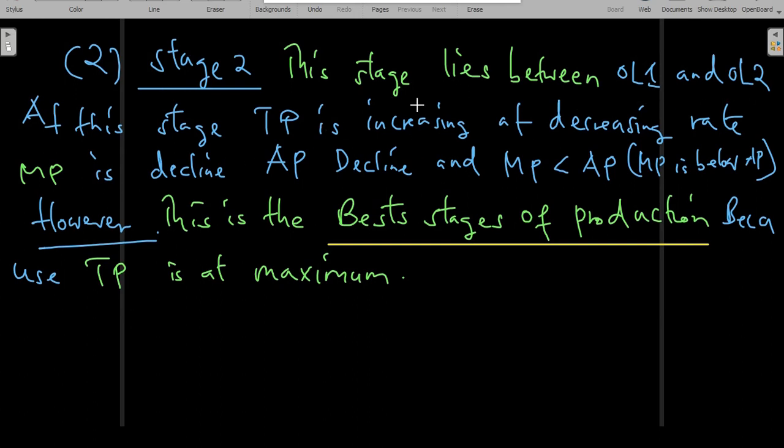At stage 2, as I told you, this stage lies between point L1 and L2 on our graph, as we have observed. So at this stage, total product is increasing at a decreasing rate. So marginal product is declining, average product declines, and marginal product is less than average product. However, this is the basic stage of production because the total product is at maximum. And it is the best stage of production because it provides an extension room for the producer to increase more inputs and to have more output level, different from stage 1 where it limits the producer to have more extension.